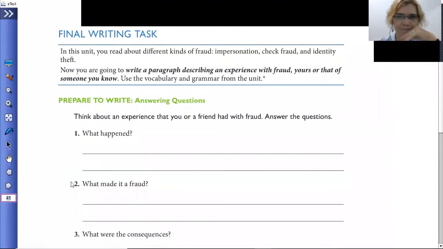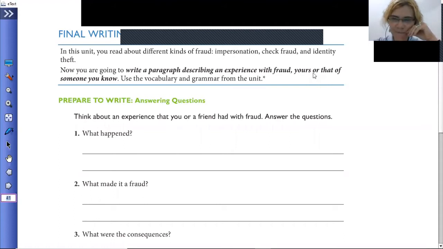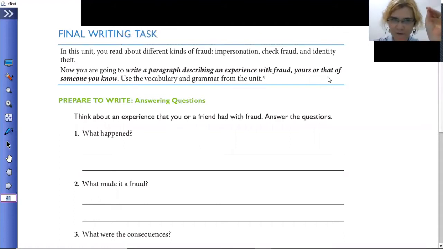Poof, there we go. Okay, you all are lucky because you only write a paragraph. You're not writing an essay, so no complaints. Okay, in this unit you read about different kinds of frauds, impersonation, check fraud, identity theft, all sorts of theft and fraud. Now you're going to write a paragraph describing an experience with fraud. Maybe your experience about fraud or that of someone you know.